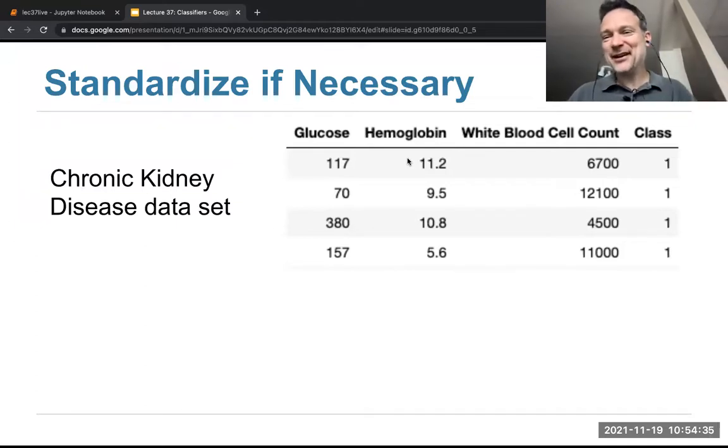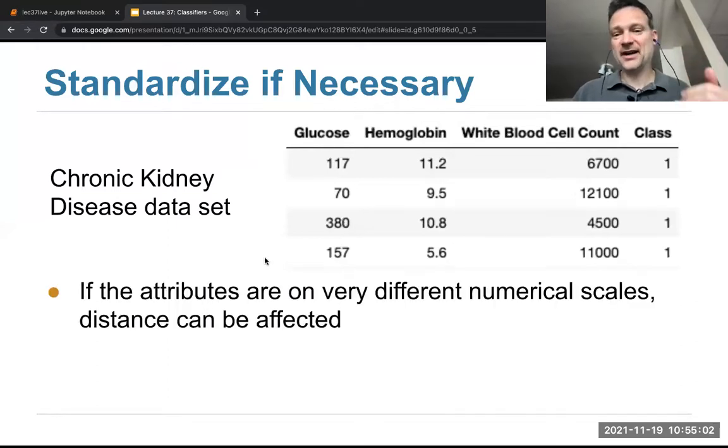It's right there in the title of the slide, and it's there in the chat. If we convert these to standard units, then a 10% relative difference will be about the same absolute difference for all columns. So when you're using a nearest neighbor classifier, it's often very helpful to standardize the data, convert to standard units.